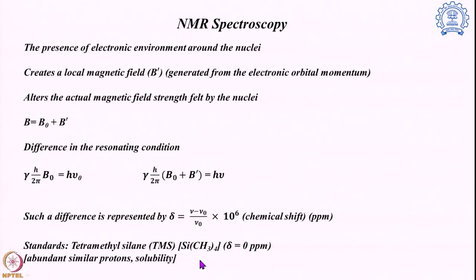And why is it very easy to use? Because it has very good solubility in all different kinds of solvents. And at the same time, we don't need to use a lot of this particular standard because it has 12 protons present there, which are all in a similar environment. So we always get a very good signal even with a minute amount of this standard. That's why tetramethylsilane is used as a common standard all around the world, especially for proton and also for 13C NMR spectroscopy.